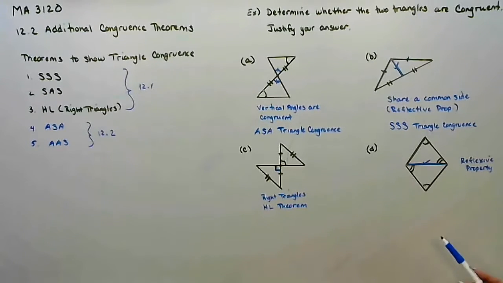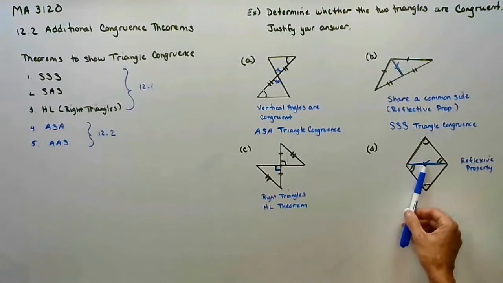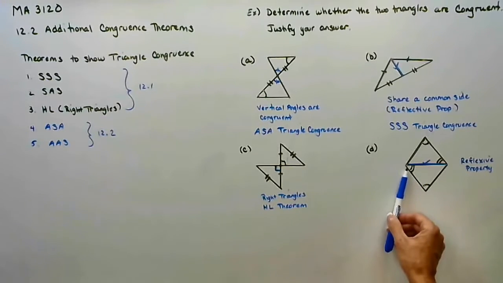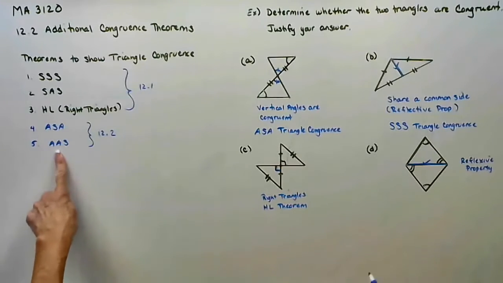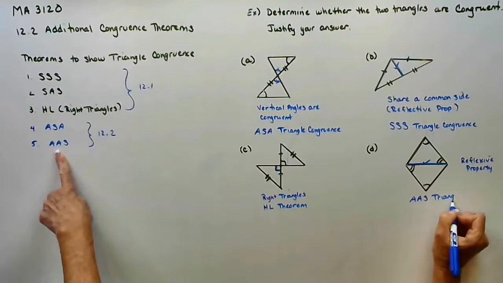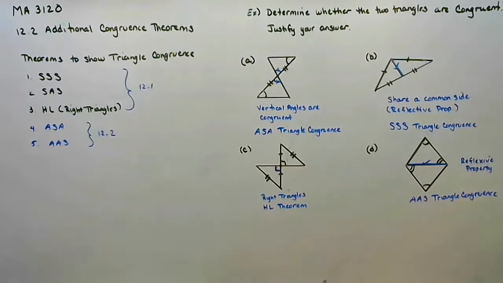So now notice we have an angle and a side that's not included, meaning I have an angle and a side that is not between them. Therefore, I have angle, angle, side. And we'll look at two more before we start looking at some proofs.